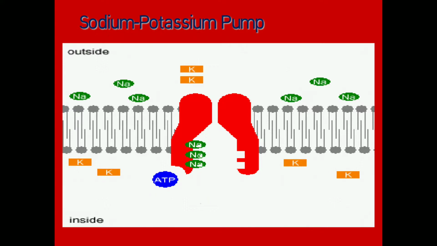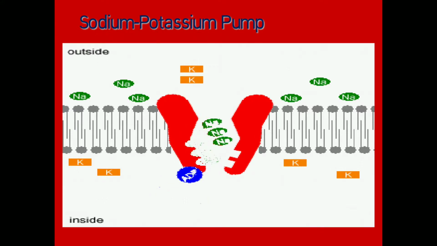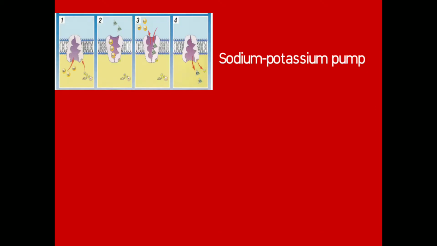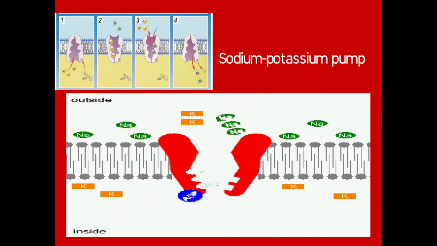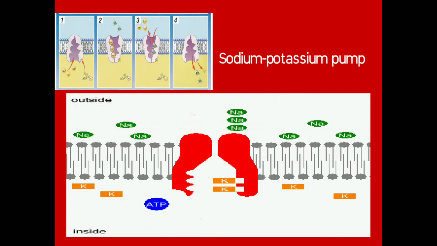This sodium-potassium pump moves sodium ions out of the cell and potassium ions into the cell. We have four primary steps in the sodium-potassium pump. First, three sodium ions will bind with the carrier protein in the cell. And then the carrier protein will receive a phosphate group from the ATP. When the ATP loses a phosphate group, energy is released.